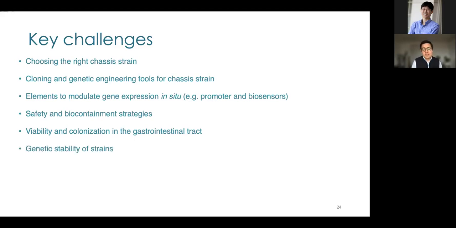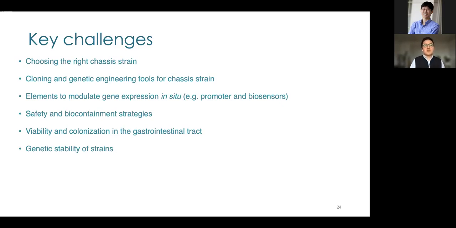Another important part is the genetic stability, because the main difference between these and inert drugs is that these are live therapeutics. And if you program a function in your live therapeutic, like for example, producing a specific therapeutic, it has to produce that in the host. It cannot mutate, it cannot change the therapeutic that it is producing, because that is simply not a very reliable way of treating diseases.